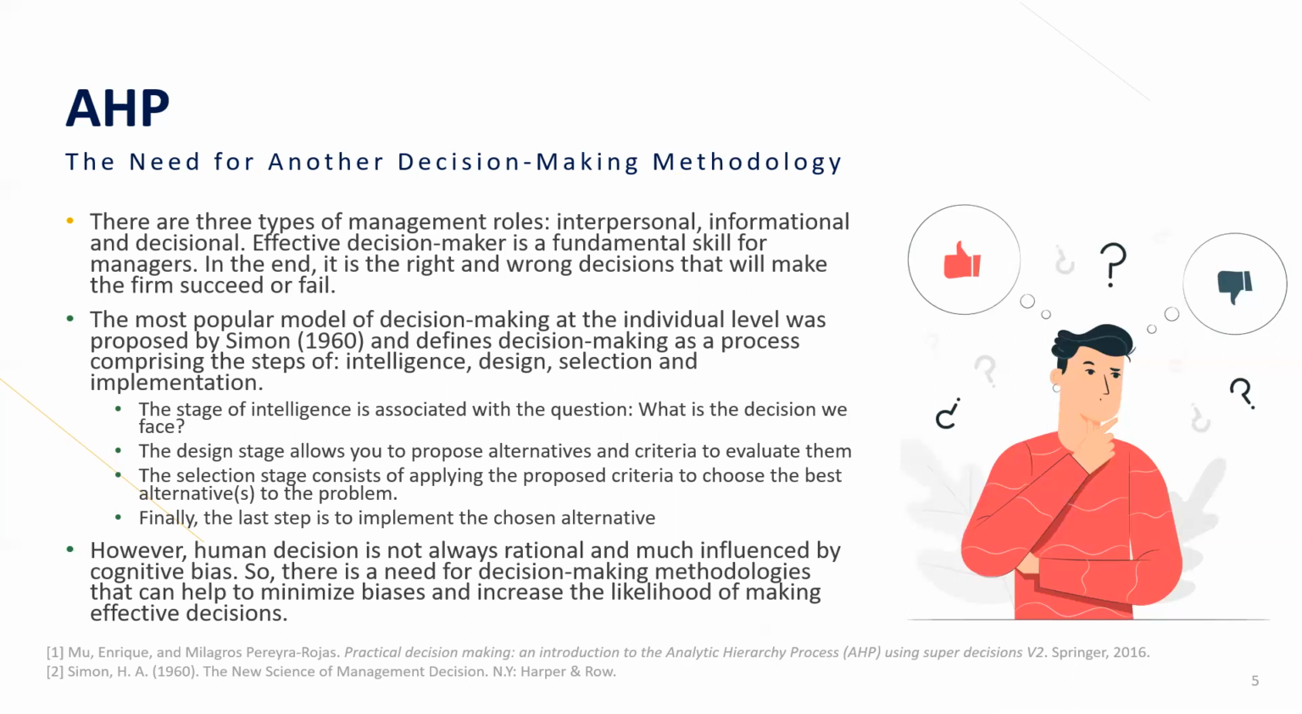The selection of those alternatives is normally applied to choose the best alternative among them. So finally, later on, you will implement the alternative that you think is the best decision or the best solution for the problem that you want to solve. Okay, those are the basic philosophy of the decision making process.